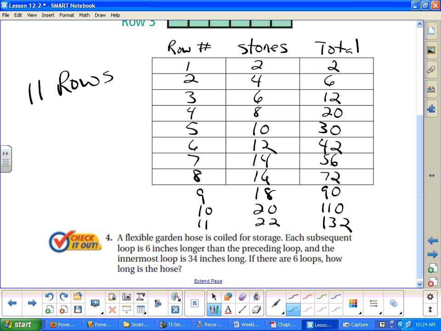Okay? And those types of problems like that, I would just build a table and find the answer. All right, questions? Ready to get started? No.